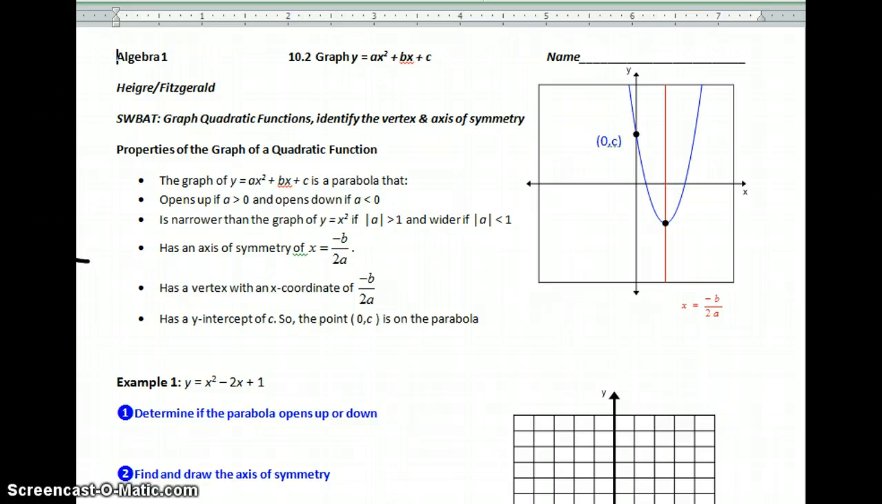Our SWABAT is to graph quadratic functions and identify the vertex and the axis of symmetry. Unlike yesterday, today we're going to be looking at y equals ax squared plus bx plus c. Yesterday was great because the vertex was always somewhere along the y-axis. Today it could be anywhere it wants to.